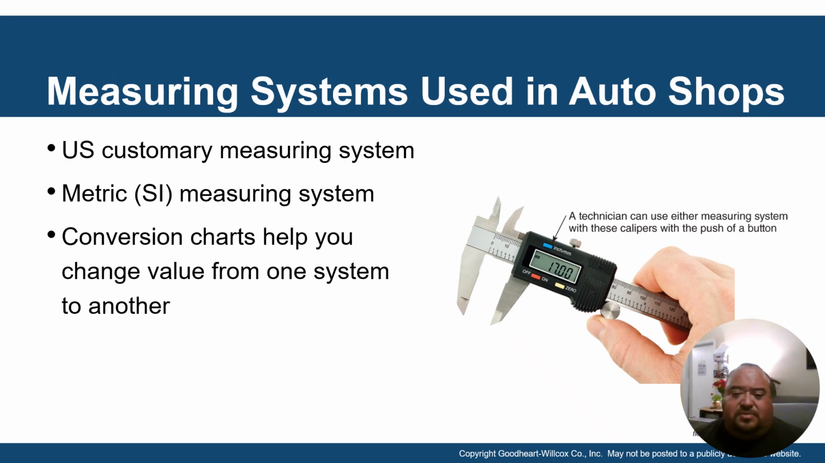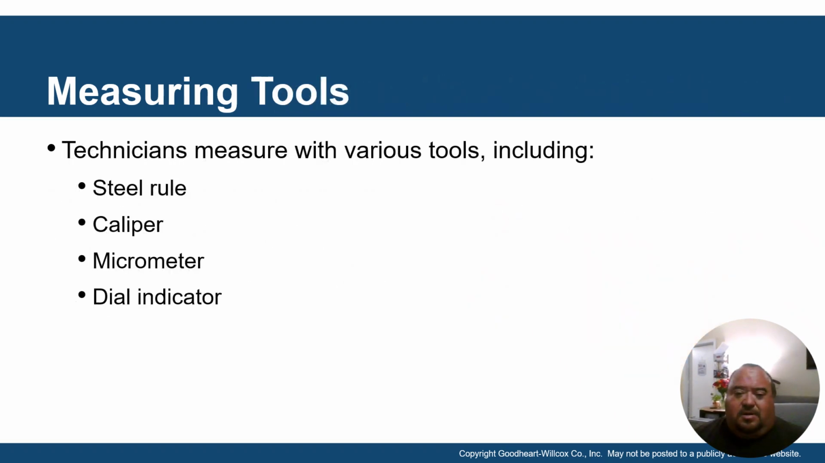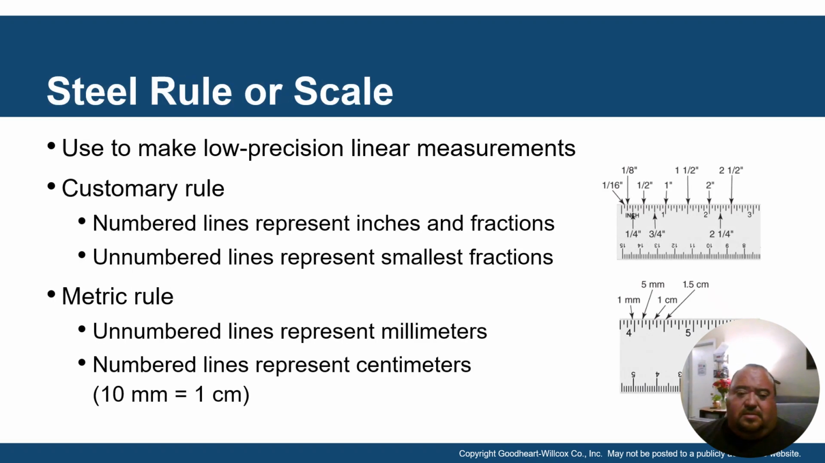The measuring systems used in auto shops today are the US customary measuring system and the metric measuring system. Conversion charts are available to help you change values from one system to another. Technicians take these measurements with various tools, including steel rules, calipers, micrometers, and dial indicators. The steel rule scale is used to make low precision linear measurements.